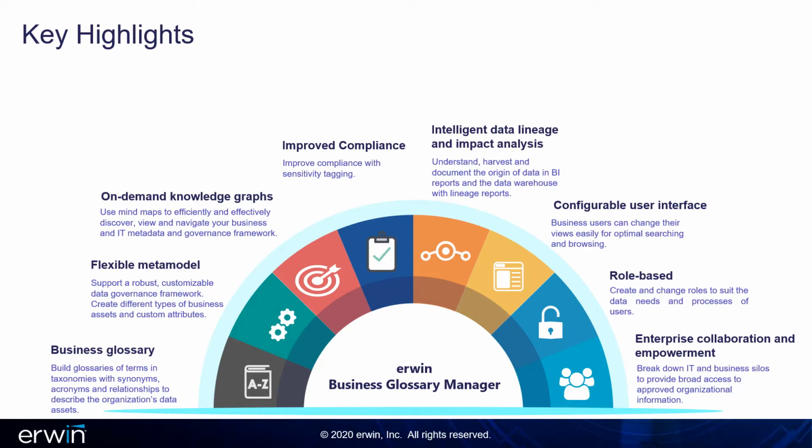On-demand knowledge graphs. Use mind maps to efficiently and effectively discover, view, and navigate your business and IT metadata and governance framework. Improved compliance. Improve compliance with sensitivity tagging. Intelligent data lineage and impact analysis. Understand, harvest, and document the origin of data in BI reports and the data warehouse with lineage reports.